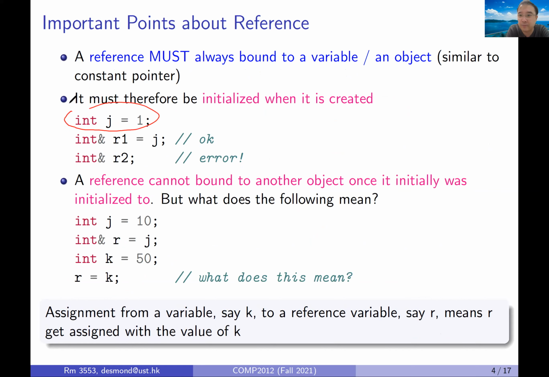Int j equal to 1. Very easy. Okay. Define a nickname R1 and do not bind the nickname R1 to J. Okay, now this is an error. Can anyone here tell me why this is an error? You define a nickname without binding it to a variable. So this is an error.